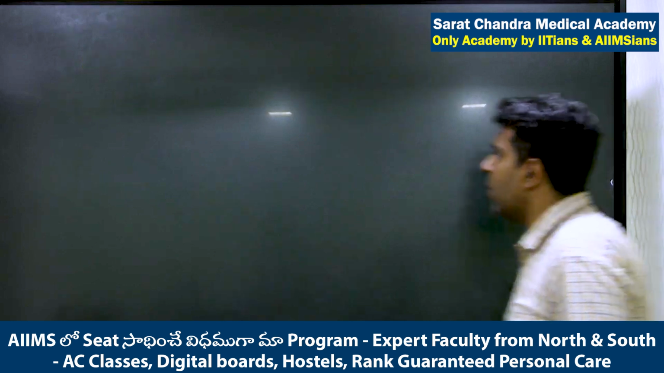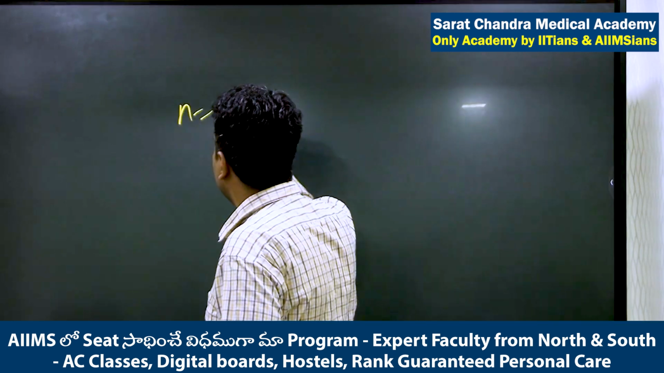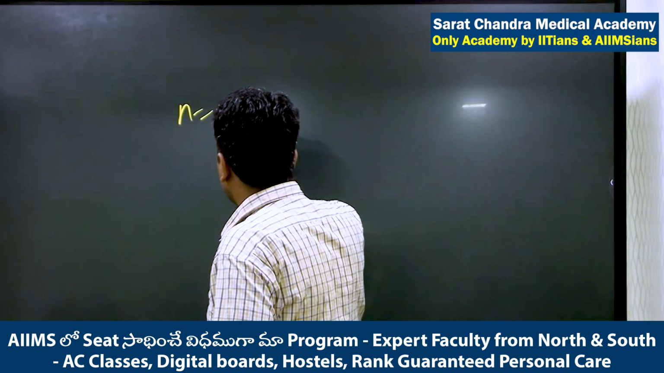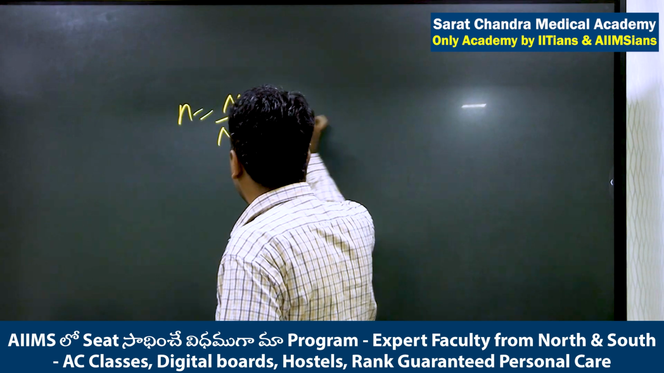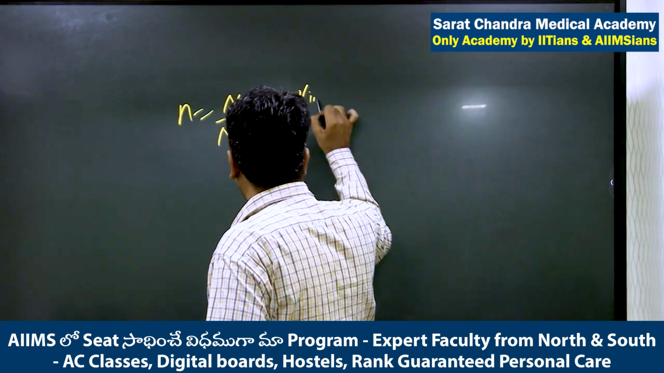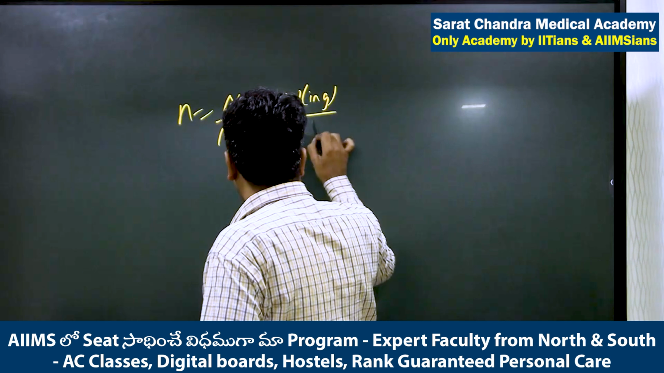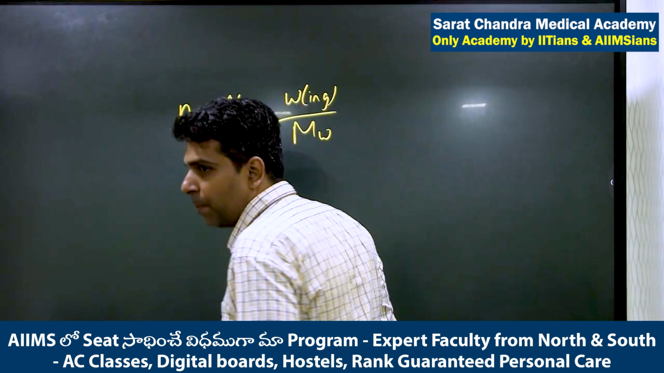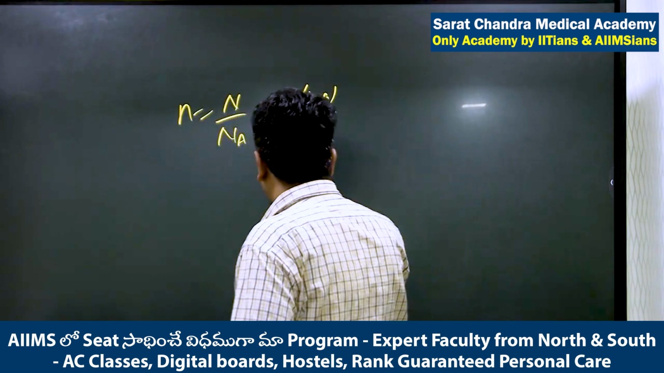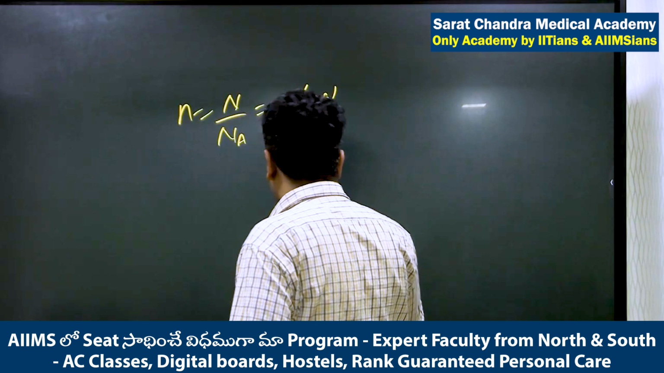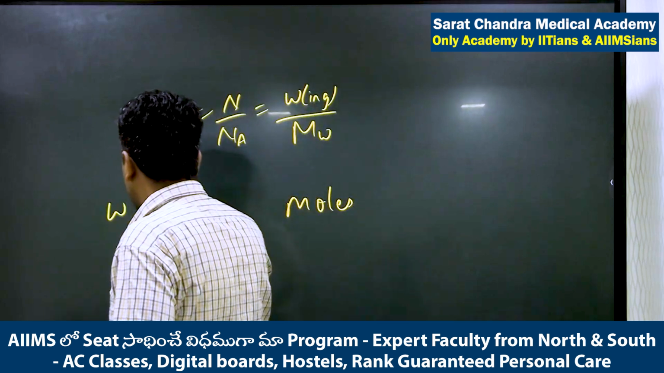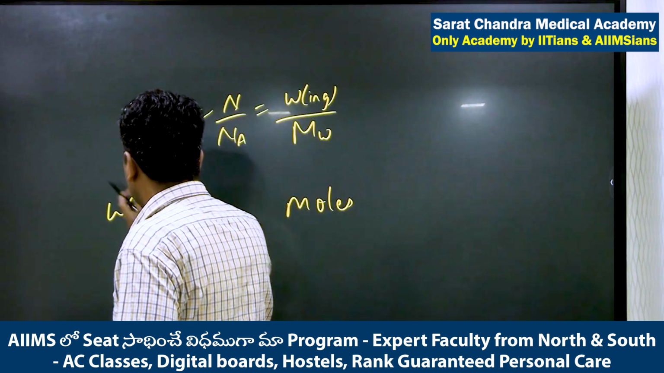So basically number of moles, there are 2 formulas. Number of atoms, molecules or ions divided by Avogadro's number, and given mass in grams divided by molar mass of that substance, right? So moles, how will you calculate moles? From mass in grams.